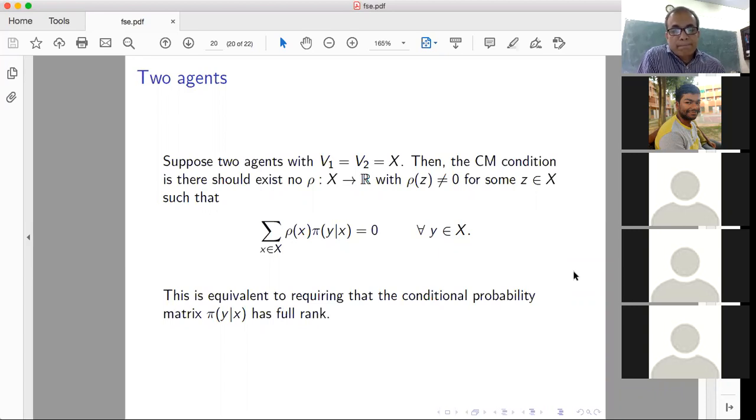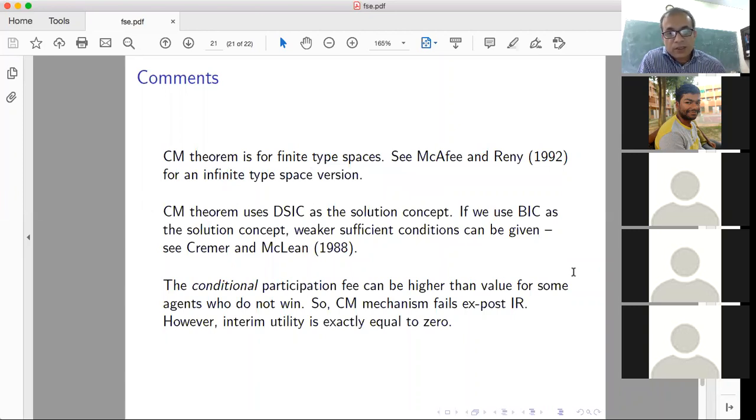Yeah, you're right. Sir, at some type profiles, the payment can be more than the maximum type. So how is that possible? Absolutely. So let me comment on these things. First is, the Farkas lemma and everything that we have done here, the proof only works for finite type spaces.